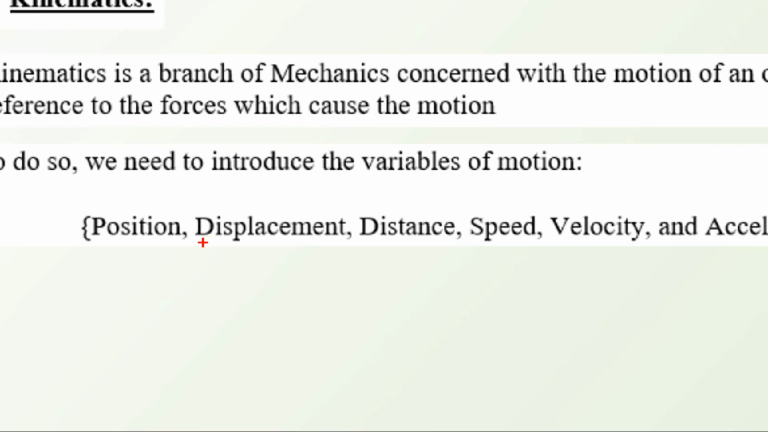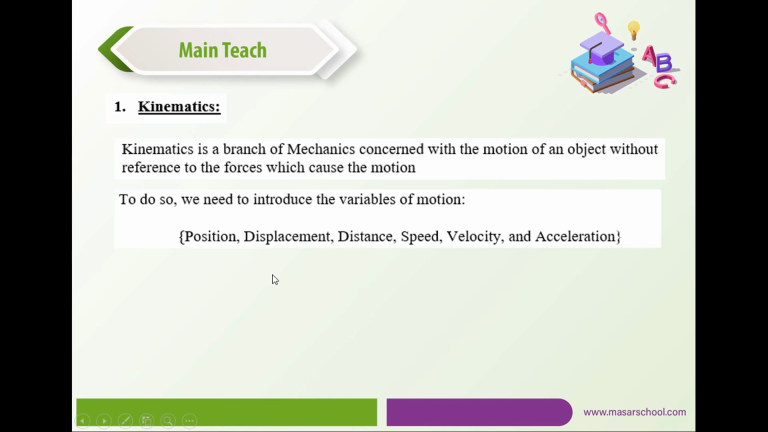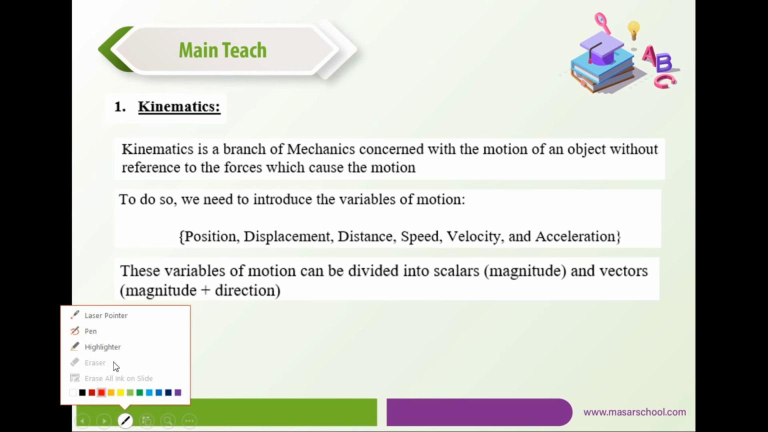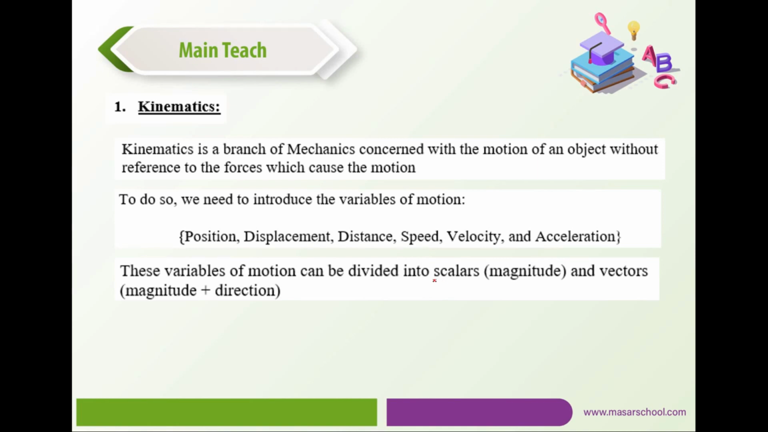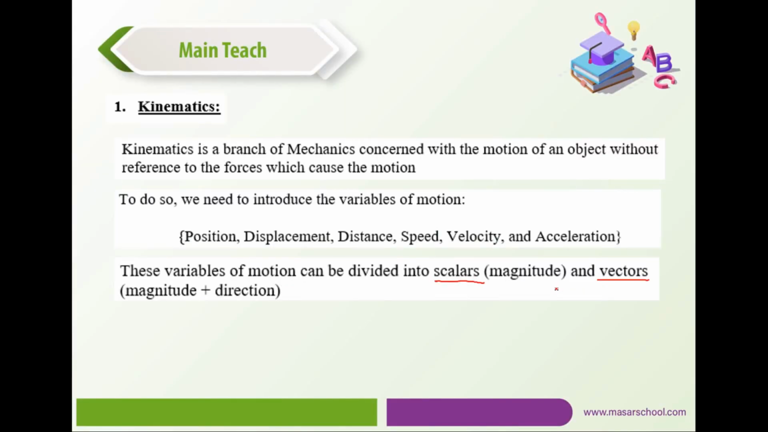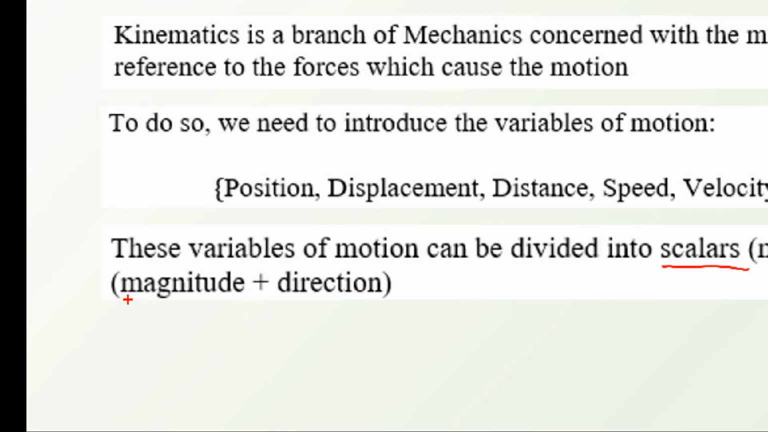Now, if you consider the displacement and the distance, one might think that these two are the same. However, at this point, we can differentiate between them, and in order to do so, we need to divide the following quantities, which are the variables of motion, into scalars and vectors. Then basically, what's the difference between scalars and vectors? Scalars is just the magnitude, and that is a number. And vectors encode more information given by a number plus a direction.